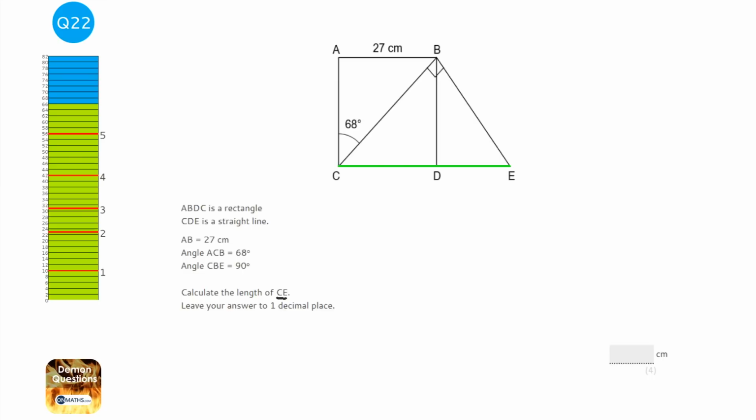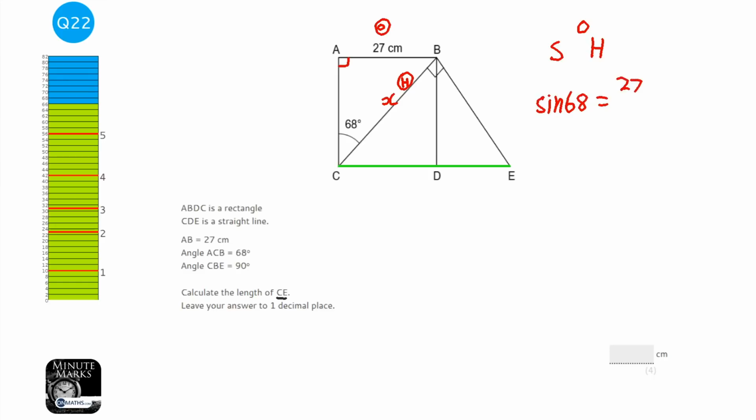Now what I'm going to do is just label this X, and I realise that it needs to be trigonometry because this is a rectangle, that's a right angle. So I'll need to use trigonometry for it. So we've got opposite and we've got the hypotenuse. So we're going to use sine, so SOH. So it's going to be sine 68 equals 27 over x. And I'm going to times both sides by x and divide both sides by sine 68. So that gives me x equals 27 over sine 68.